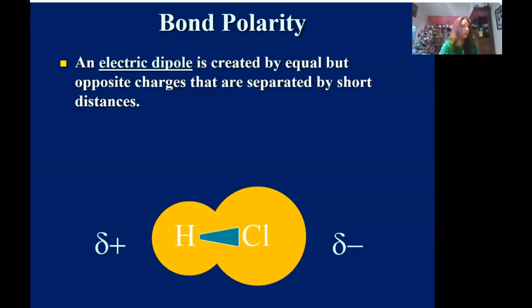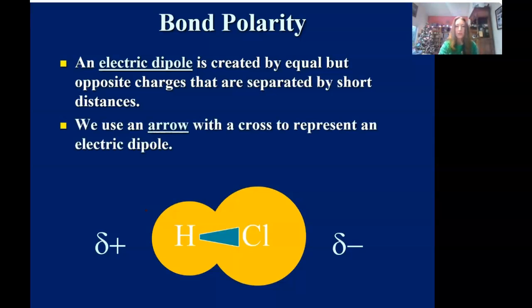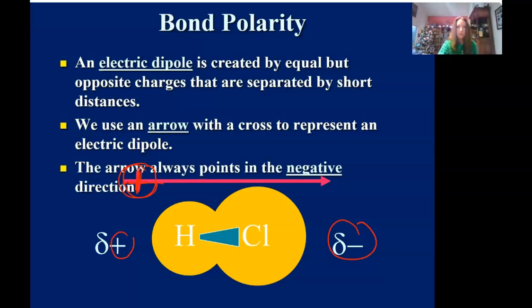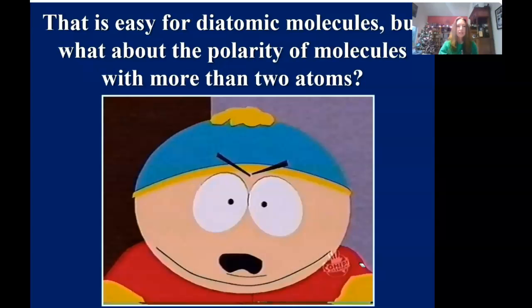And this is what we call a dipole. This dipole is just so we can show who's negative and who's positive. We have an arrow, and the arrow always points to whoever is negative. So whoever's more electronegative, that's where the arrow points. On the other side, the positive one, we put a little plus at the end of the arrow. So it always points in the negative direction. Okay, so this is easy.